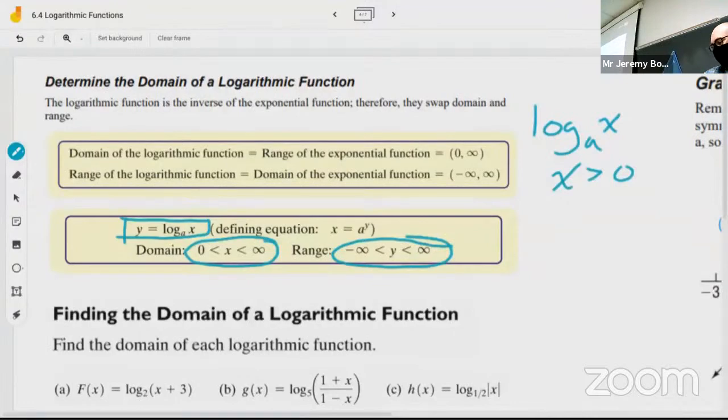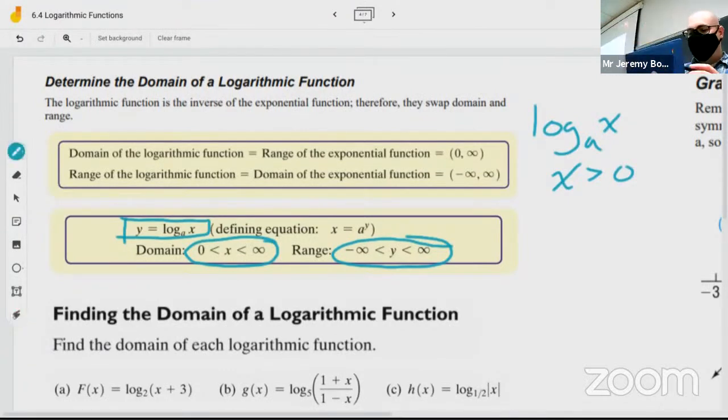We can also determine that because they are inverses of each other, the domain of the logarithmic function would be the range of the exponential function, which if you recall is 0 to infinity for the basic one. And the range of the logarithmic function is the domain of the exponential, which is all reals, negative infinity to positive infinity. So that's for the very basic form of f of x is equal to log base a of x.